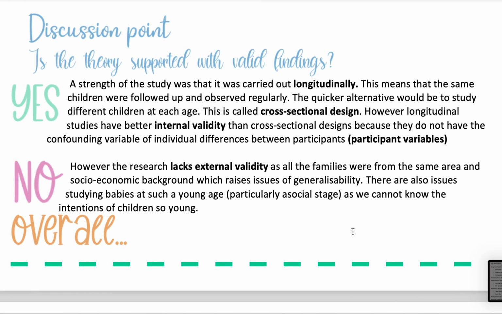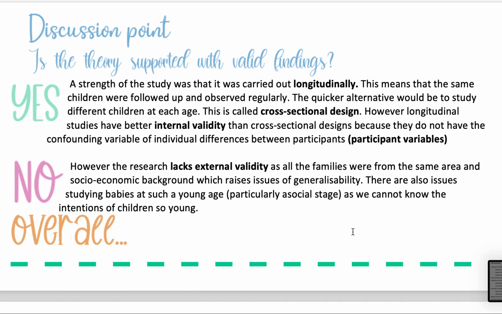Is this supported with valid findings? So because they used a longitudinal study, this increased the internal validity because it removed participant variables. So what that means is they used the same participants when they were 2 weeks old, when they were 2 months old, when they were a year old, etc. So then any changes in their attachment style is much more likely to be to do with their age, rather than to do with the fact that they were using different children, because they weren't, they were using the same children.